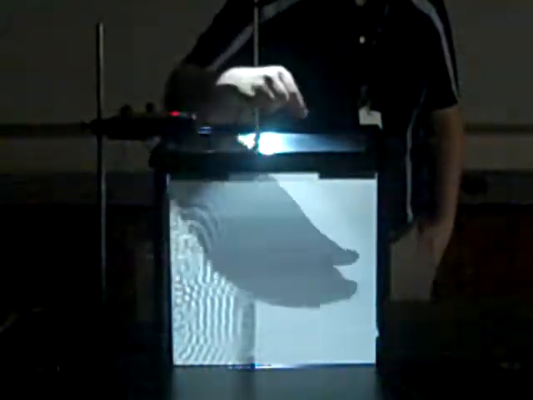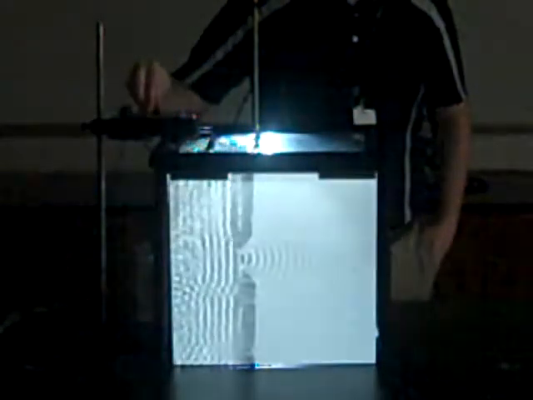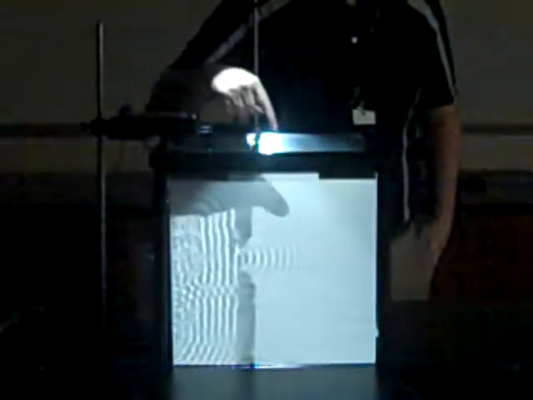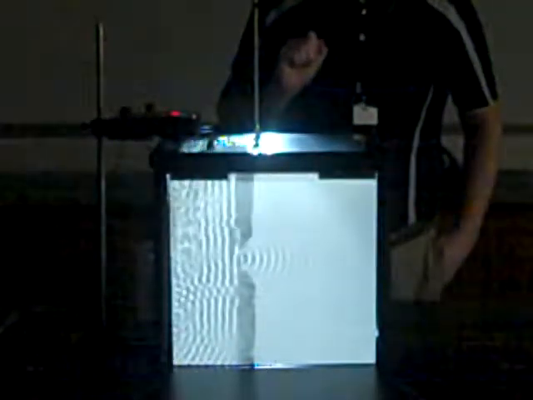But does it just go straight out? No. It kind of bends around the barrier. So you'll see that it's diffracting there. So that is diffraction. Everybody see that? So remember that happens with all waves.